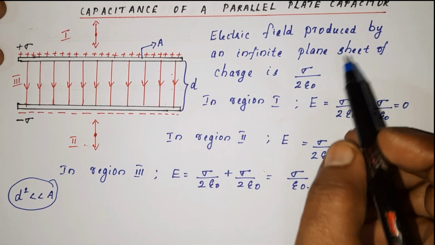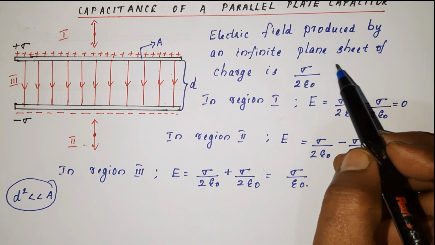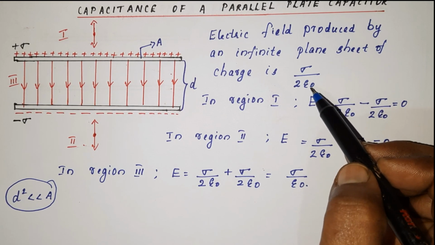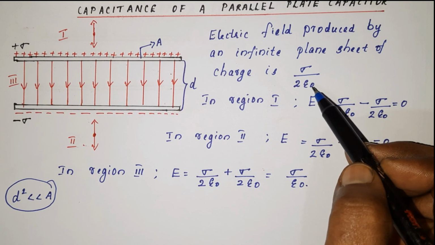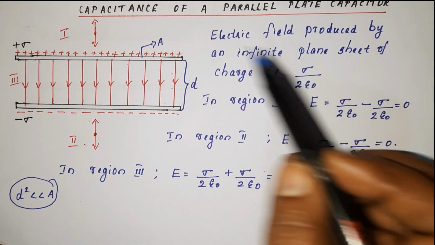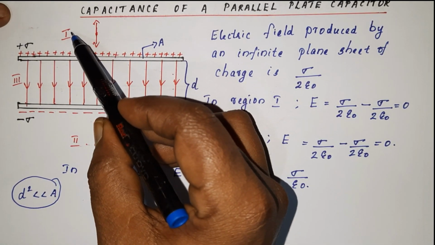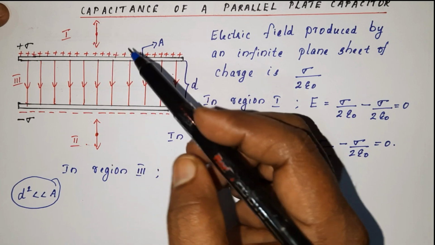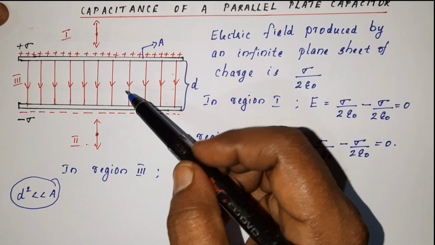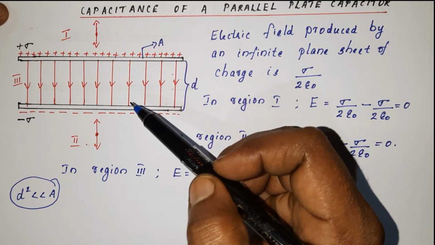We know the electric field produced by an infinite plane sheet of charge is sigma by 2 epsilon 0, and its direction is outwards for a positive charge distribution and inwards for a negative charge distribution. Here we consider three regions. The first is on the upper side of the positive plate. The second is on the lower side of the negative plate, and the third is in between the plates.